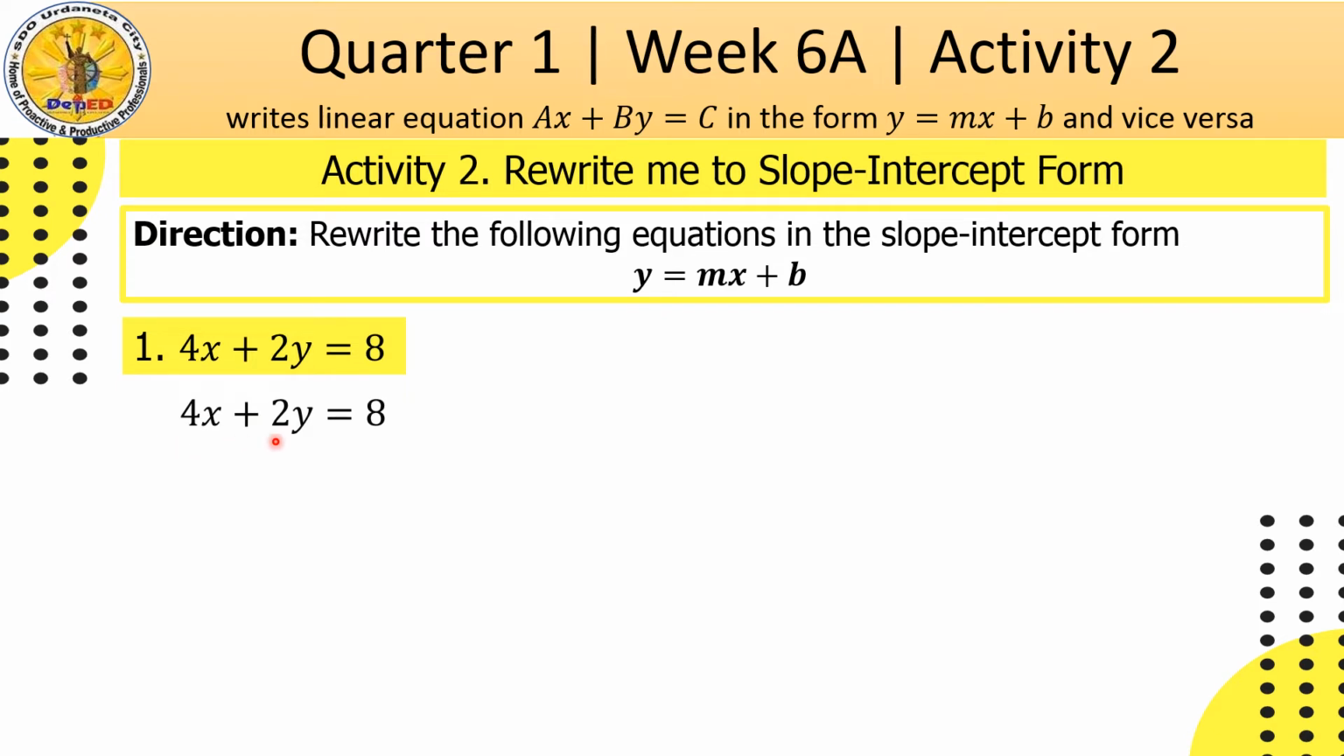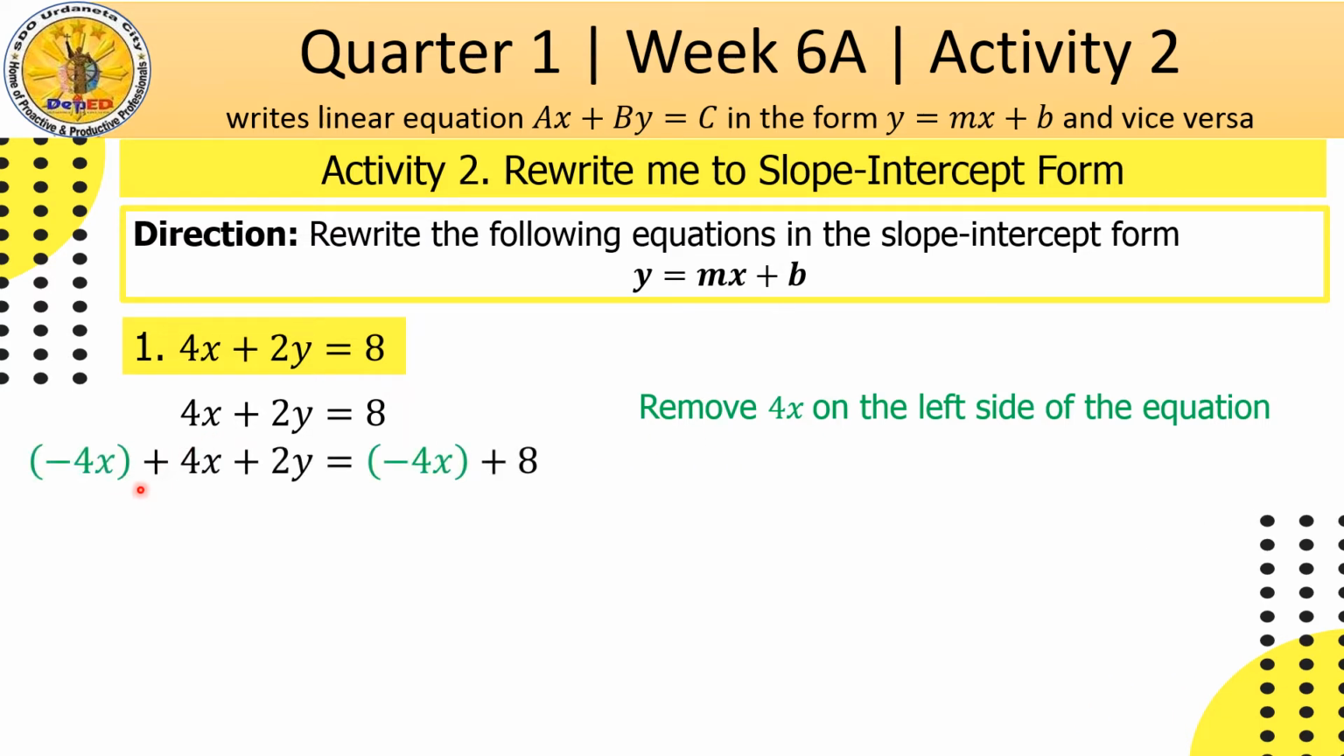Let's copy the given. If we observe, y is the only variable that should be on the left side of the equation, so we need to remove 4x from the left side. How are we going to remove 4x? As simple as adding the inverse of 4x. So we're going to add negative 4x. How to find the inverse? You will just write it in negative form. Since 4x is positive, its inverse, or opposite, is negative 4x.